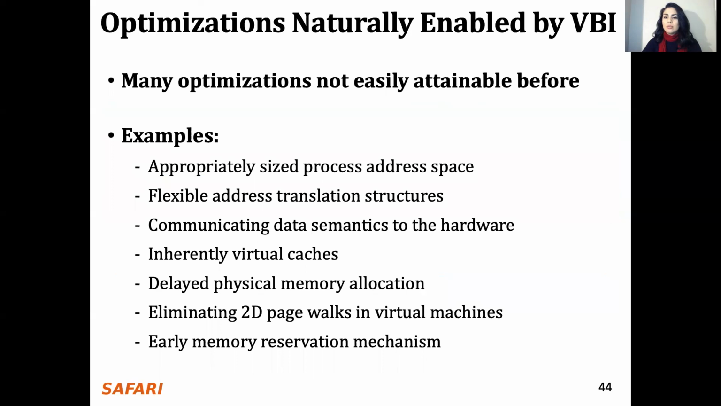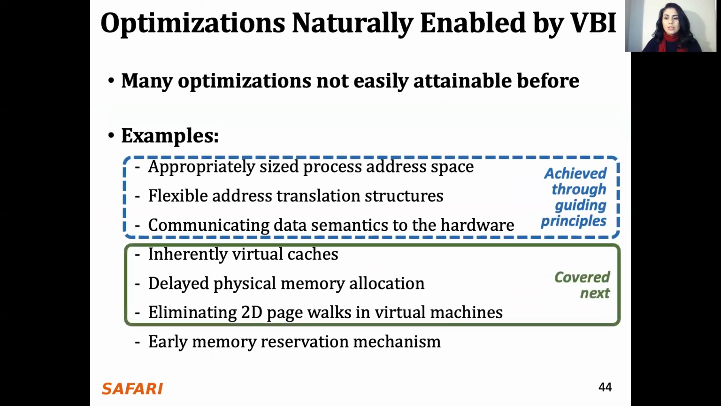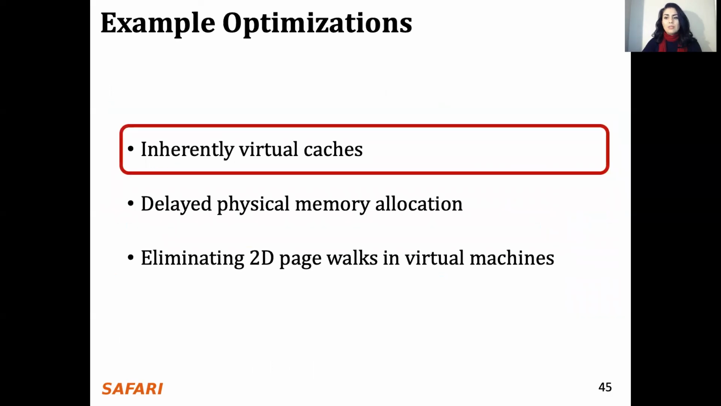VBI naturally enables a variety of important optimizations which are not easily attainable in conventional virtual memory framework. We discussed 7 examples of such optimizations in our paper, 3 of which are achieved using our guiding principle. I will explain 3 other examples of the optimizations now, and please refer to our paper to read about another example of optimizations that VBI enables. Now let's have a look at the first example optimization.